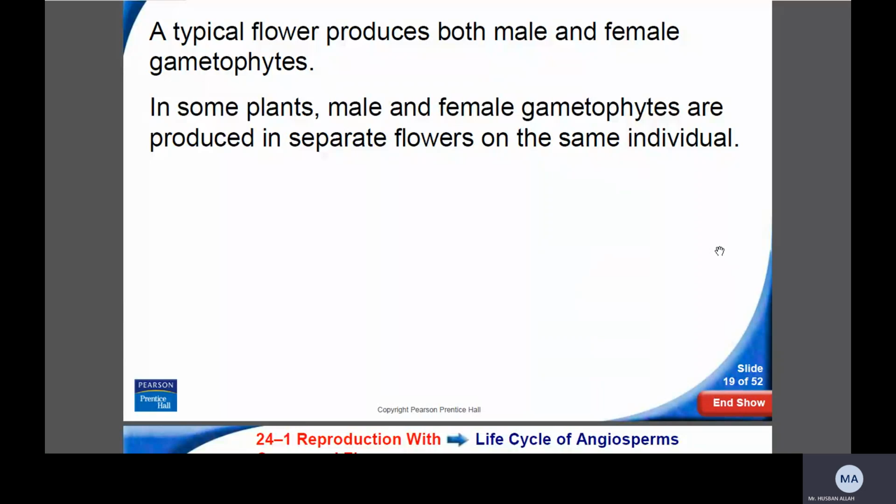Now, a question here. We are saying self pollination is in the same flower. If a plant has 10 flowers, flower 1, 2, 3, 4, 5, 6, 7, 8, 9, 10, and the pollen grain from flower 1 comes to flower 10, will it be self or cross pollination? Cross.